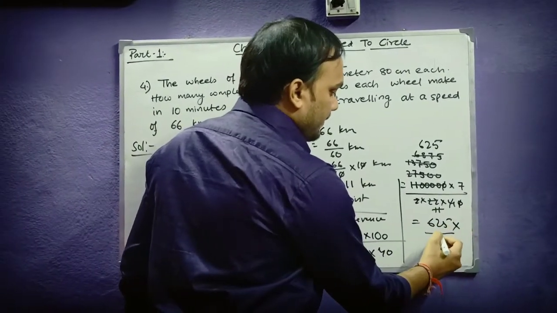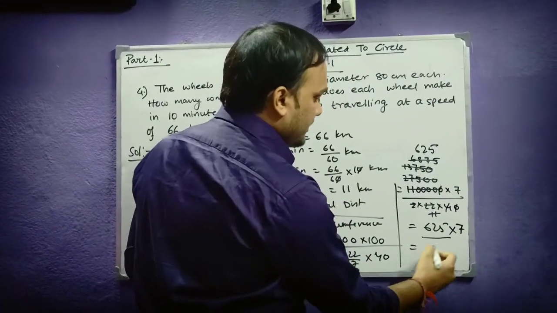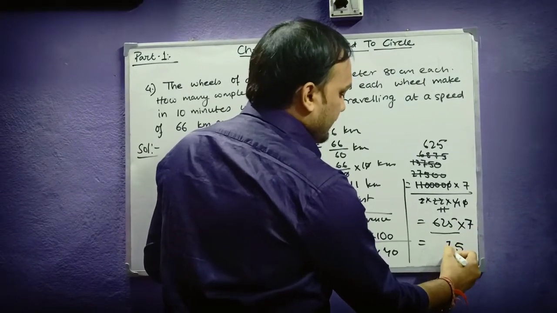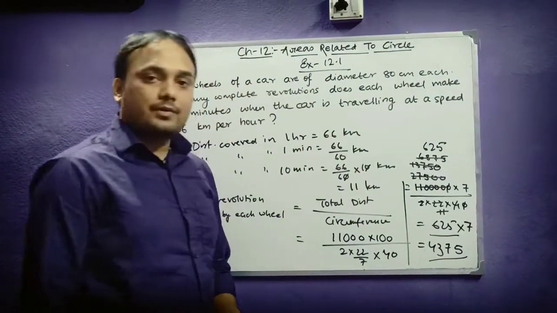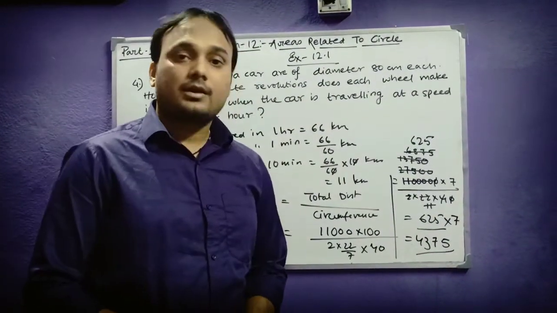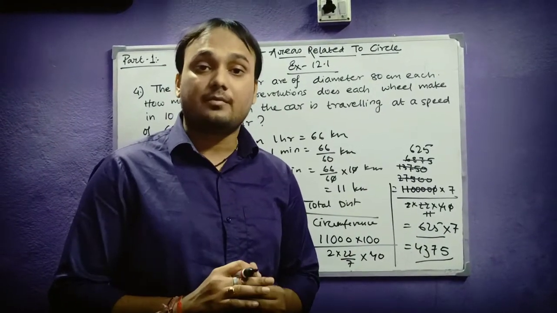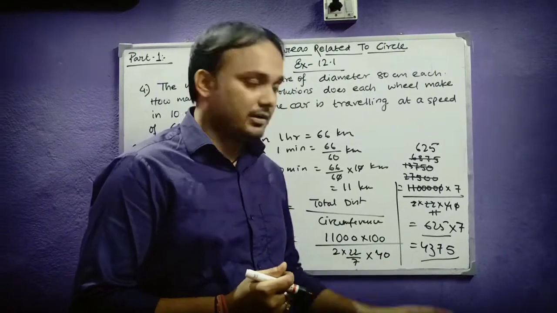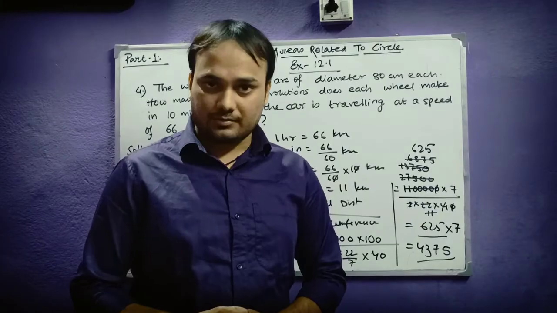Into 625 we got here, then we have to multiply with 7. 625 into 7, which is equal to 7 5s are 35, then 7 4s are 28 plus 3 is 31, and so on. That means our answer is, total number of revolutions is 4375. This is the total number of revolutions each wheel of the car is making in 10 minutes. So this is our final answer. Let us move on to our next and final question.